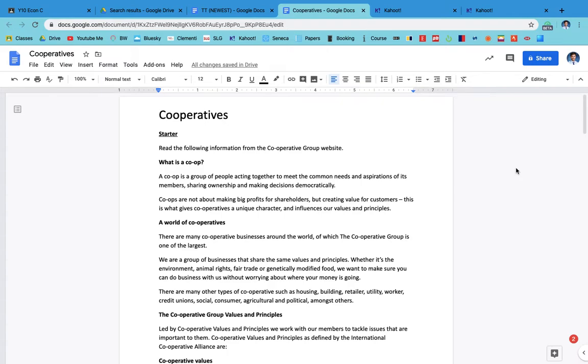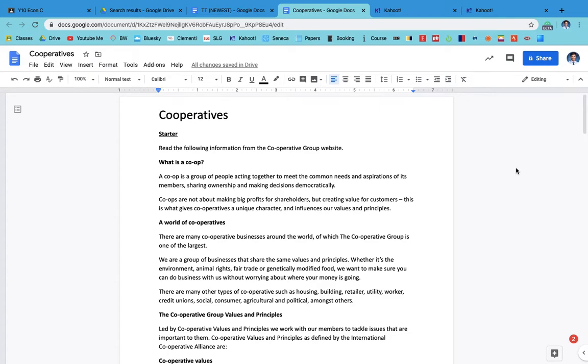So just really quick on your fingers, what were the four business structures that we looked at last time? You should have just got sole traders, partnerships, private limited companies, and public limited companies. We spent quite a long time, 3 lessons or so, looking at the advantages, disadvantages, and characteristics of each of those different business structures.